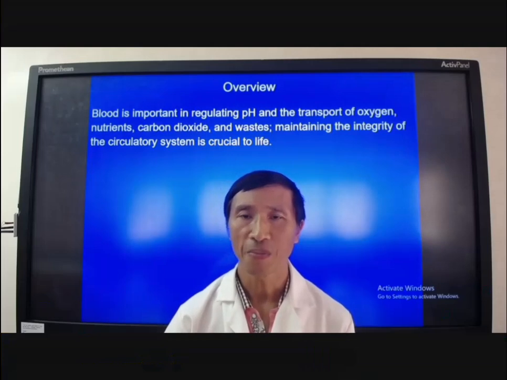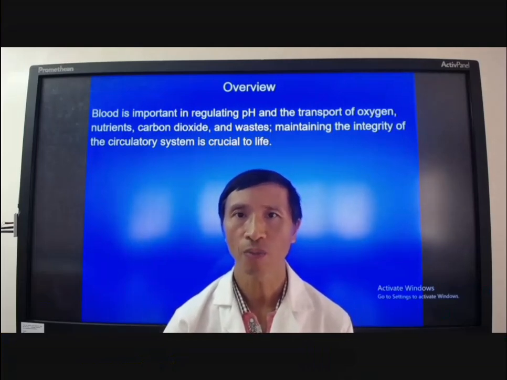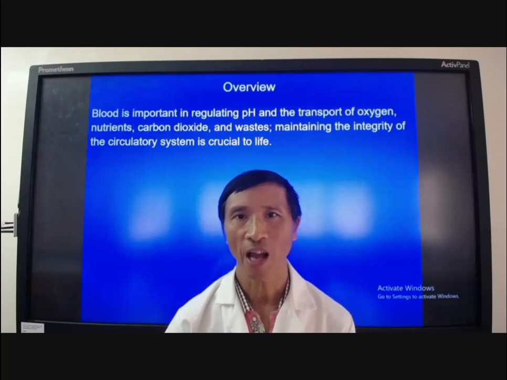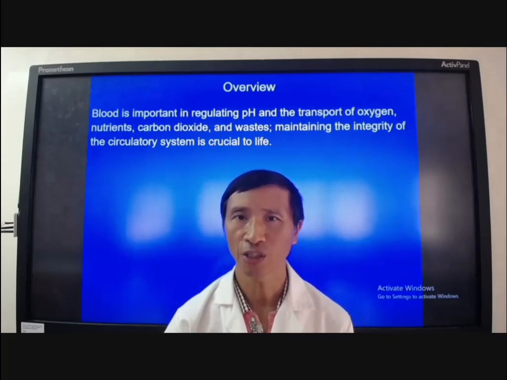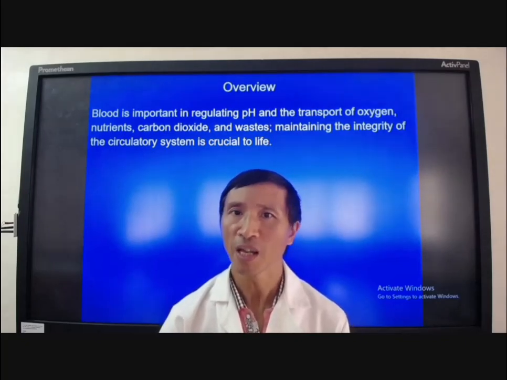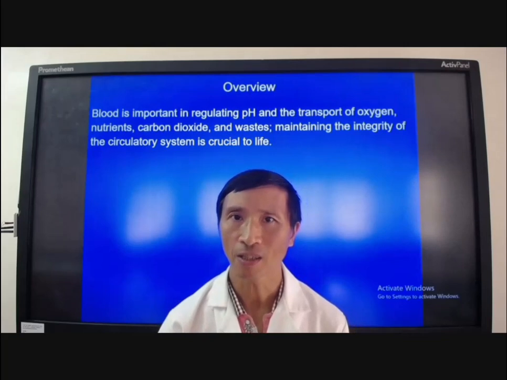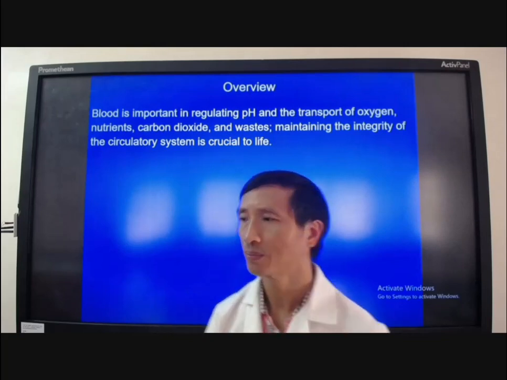Blood is important in regulating pH and transport of oxygen, nutrients, carbon dioxide, and wastes. Maintaining the integrity of the circulatory system is crucial to life. When injury to a blood vessel occurs, hemostasis is initiated. Hemostasis is a process to stop bleeding.